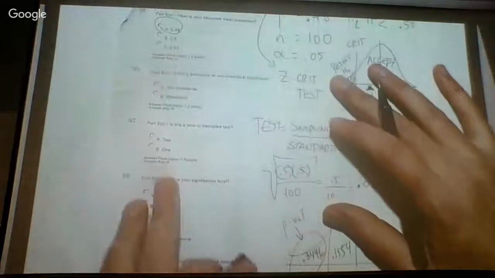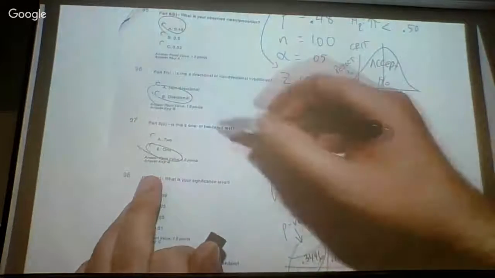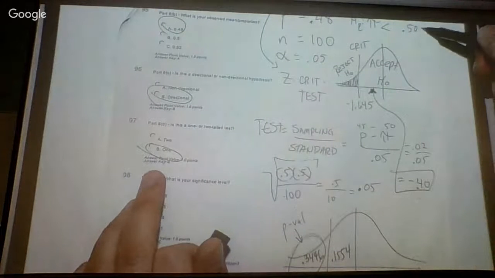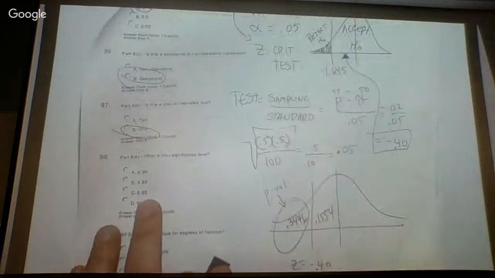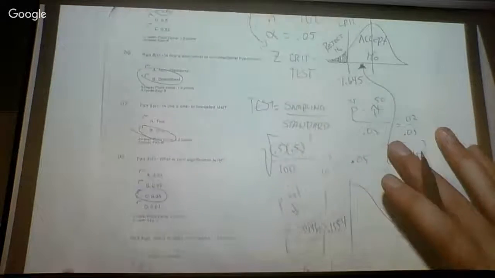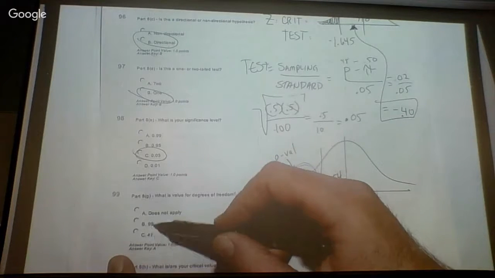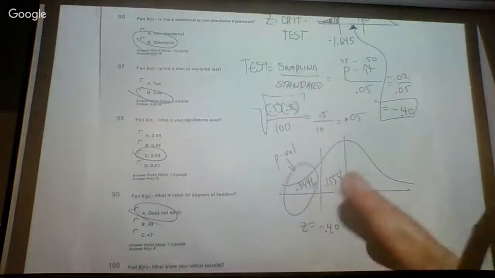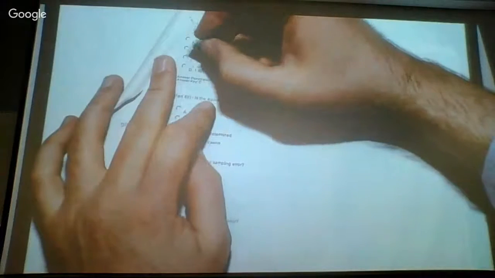0.48. Directional hypothesis, because we use one tail, or rather, the directional hypothesis implies it should be one tail. Significance level was the value they said, 0.05. Degrees of freedom does not apply. Critical value looks like that one, and there should only be one.